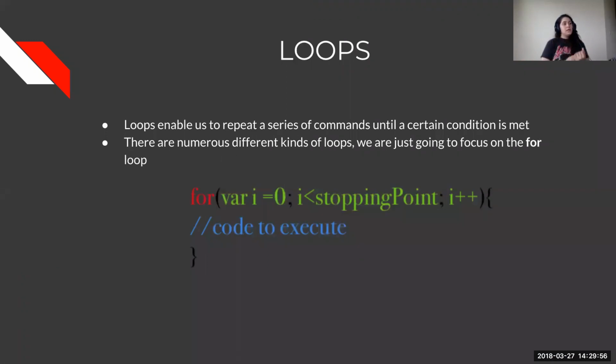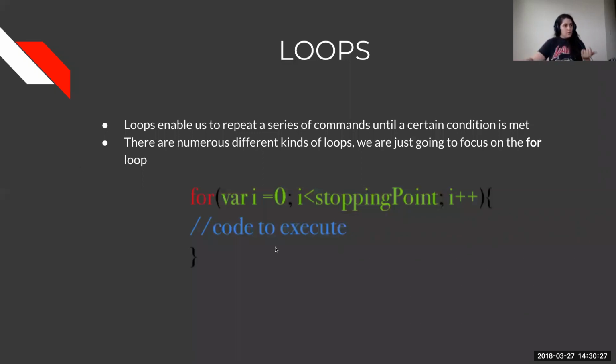But loops enable us to repeat a series of commands until a certain condition is met. There are so many different kinds of loops that exist out there in JavaScript and in a bunch of other languages. We have for each, for of, until, while, do whiles. There's a bunch of loops that exist out there, but I am going to mainly focus on a for loop because that is the fundamental of loops. If you can understand a for loop, you can pretty much get the rest of them.